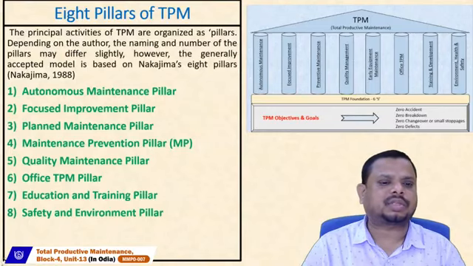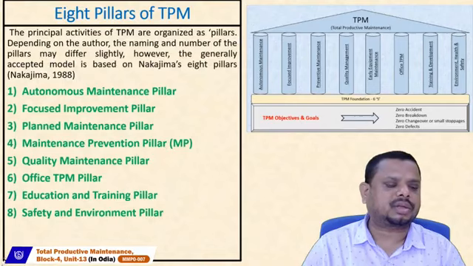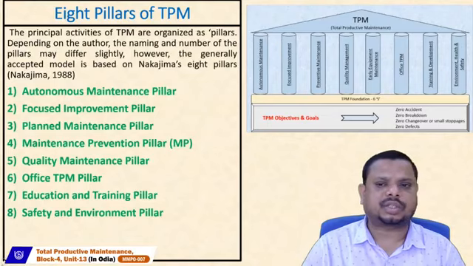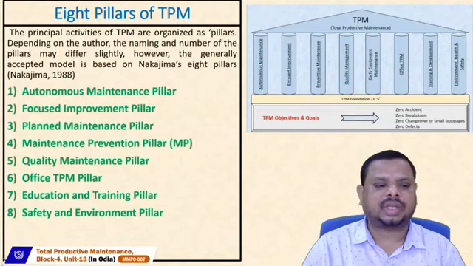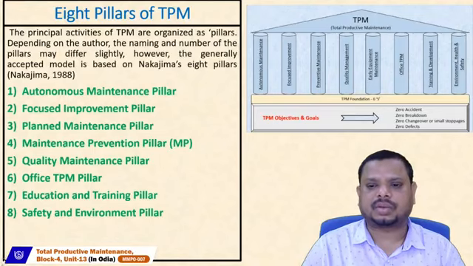The first one is the autonomous maintenance pillar. The second one is the focused improvement pillar. The third one is the planned maintenance pillar. The fourth one is the maintenance prevention pillar, which is shortly known as MP. The fifth one is the quality maintenance pillar. The sixth one is the office TPM pillar. The seventh one is the education and training pillar. And the last one is the safety and environment pillar.